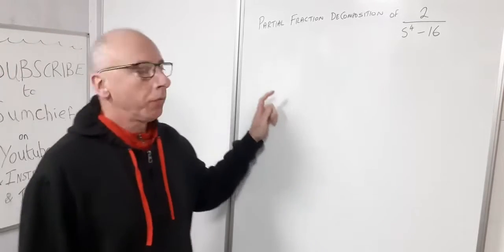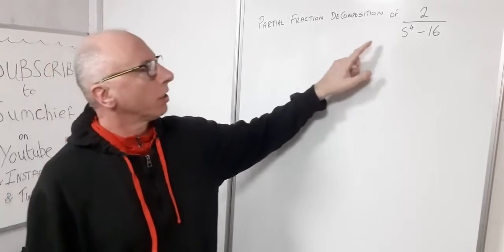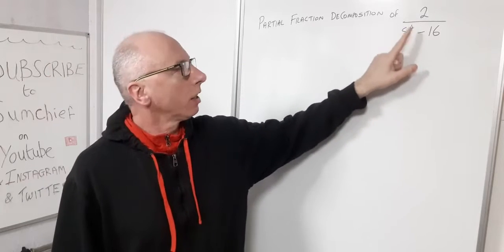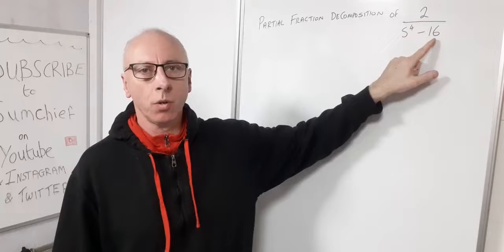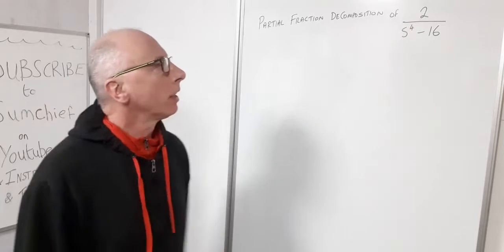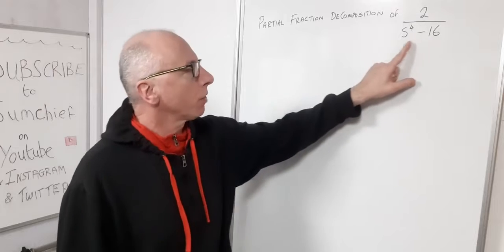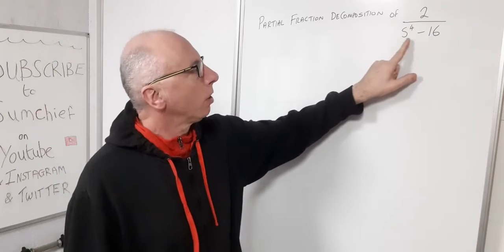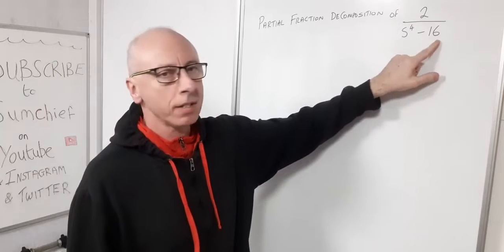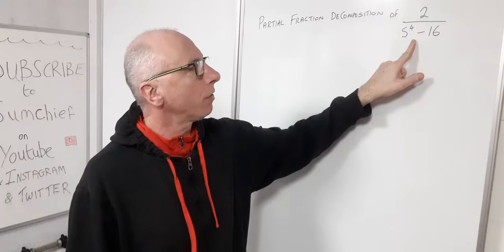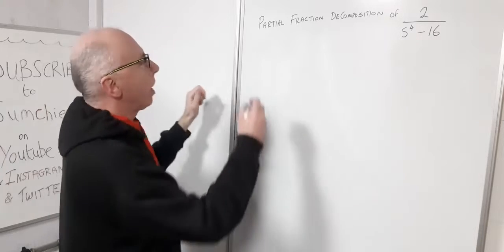So in this video we're going to perform partial fraction decomposition on this term here, 2 divided by s to the 4 minus 16. Now partial fraction decomposition on this means we've got to do something with our denominator. Well, here clearly s to the 4 minus 16 looks like the difference of two squares. So let's write that out.